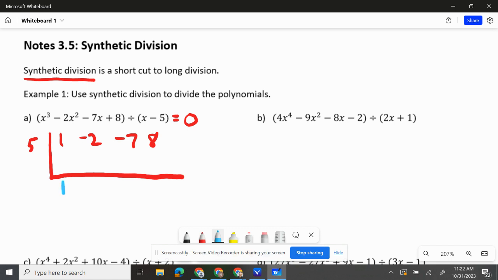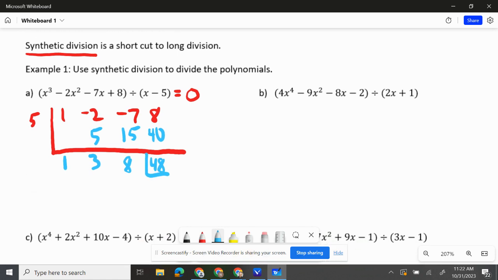And then we're going to bring down the 1 and multiply. 5 times the 1 is 5, and that gives us 3. 5 times 3 is 15, and that gives us 8. 5 times 8 is 40, and when we add that, we get 48, and that's our remainder. So when we write our equation, it's always going to be one less degree than what we have here, so that's going to be x squared plus 3x, because the 3 comes from here, plus 8, and then our remainder is 48, so I'm going to put plus 48 over x minus 5, which is what we talked about last time.